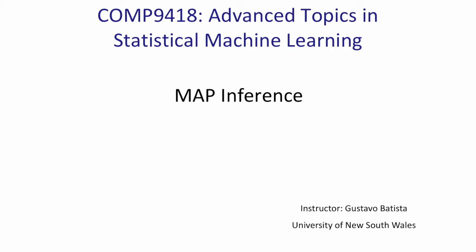In this lecture, we're going to discuss more about MAP and MPE inference. We're going to formalize the difference between these two types of queries, and we're going to study one algorithm that is a variation of the variable elimination algorithm that we saw before. Let's take a look at the next slide.